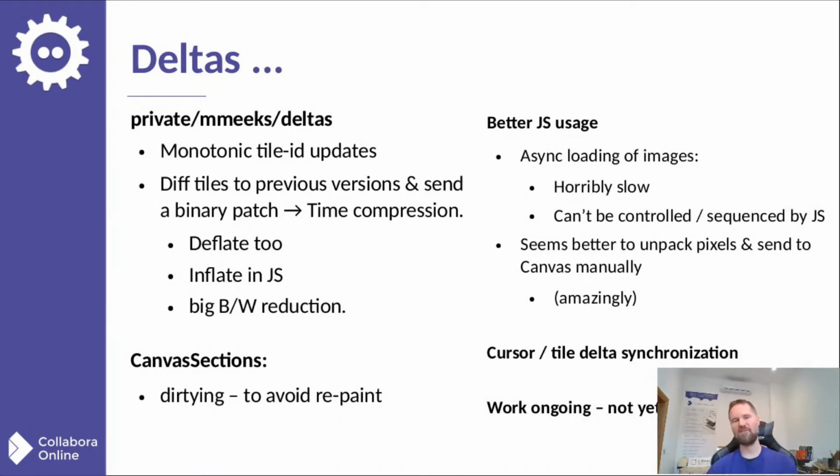Another side effect of the delta work is that it potentially allows us to avoid all of this async loading of images. When we get a whole chunk of image delta, we can synchronously apply this to an image ourselves in JavaScript. And it seems madness that it's actually quicker to decompress the image yourself in JavaScript and bang it on the canvas. But if you can make sure that things happen in the order that you want, you can control this much more.